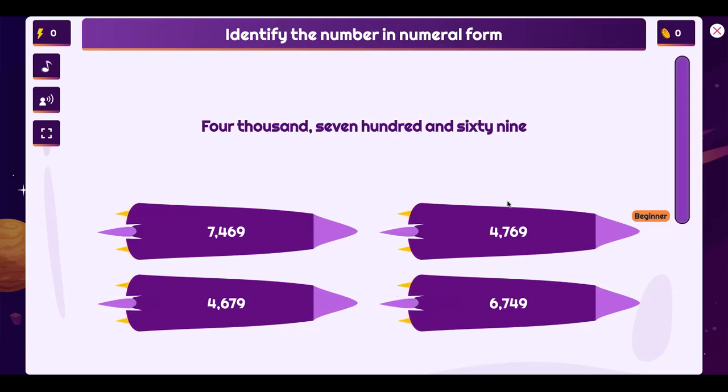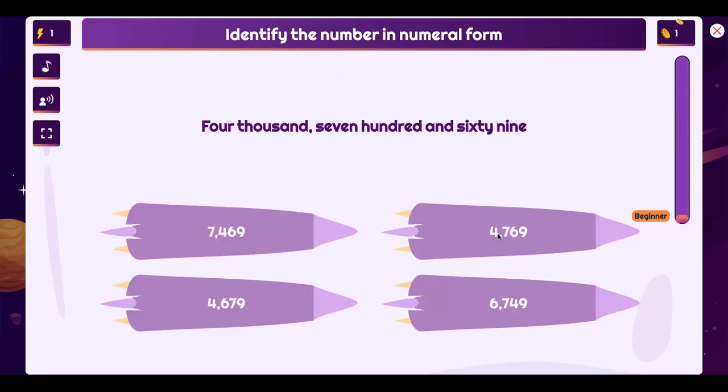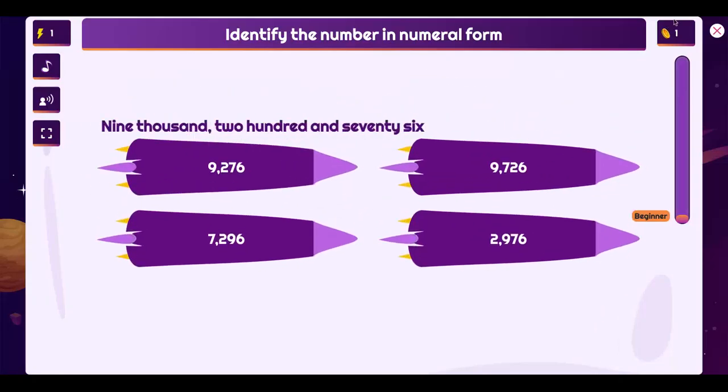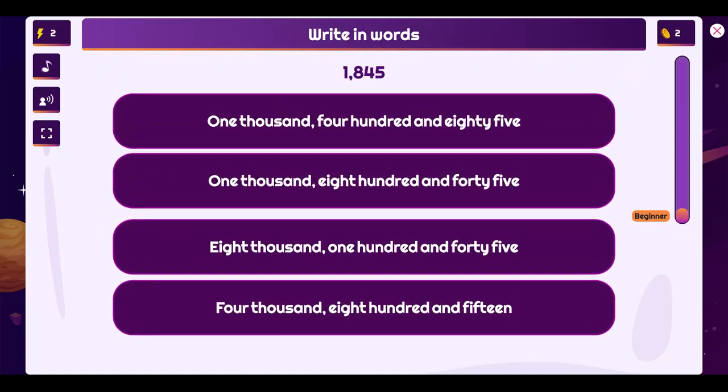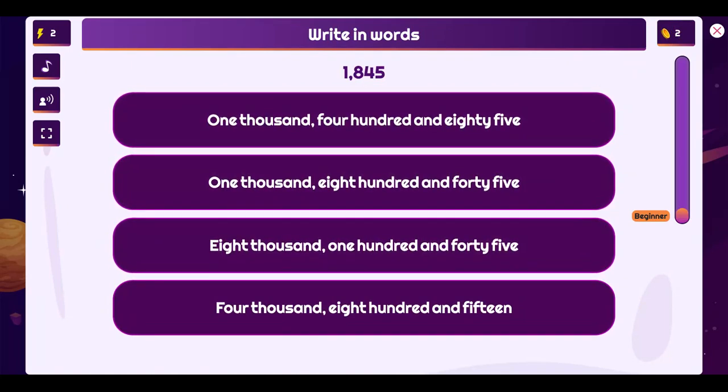4769. So 4769 is this one, right? So for doing that, I'll collect a coin. I collected one coin and I'm on a streak of one correct answer. On the top left corner, you can see the streak, right? Top right corner is where your coins are shown. 9276. So that should be that. And since I got two questions continuously correct of that type, the next type of question comes up, right?